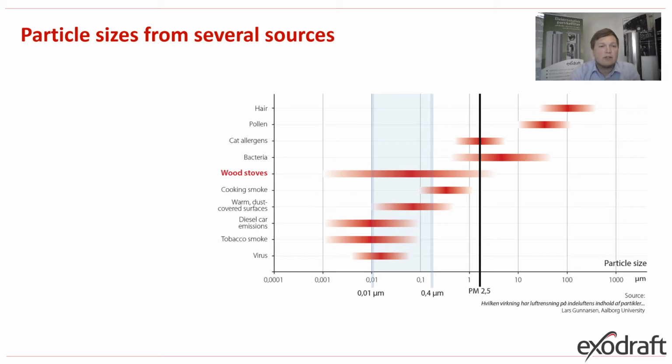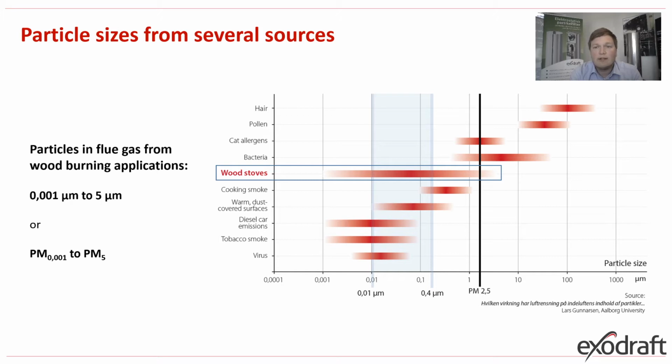So let's look at particle sizes from several different sources. We are, of course, interested in the wood stove emissions, which are here. And you can see they are in the same region as tobacco smoke and diesel emissions, actually, and also viruses for that sake. Visible smoke is made of bigger particles in the 1 to 5 micrometer area, and invisible smoke is made of fine and ultrafine particles. So these are in the nanometer area.